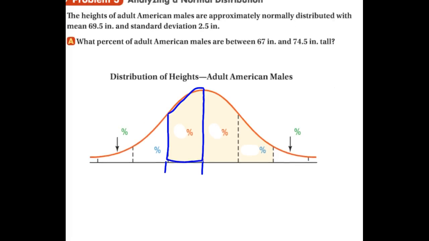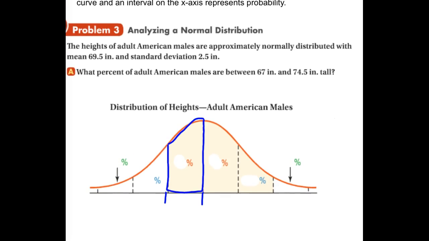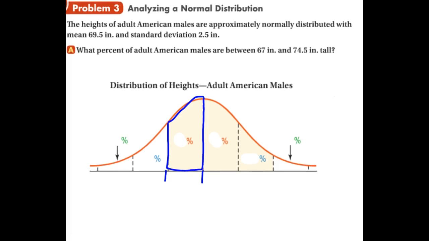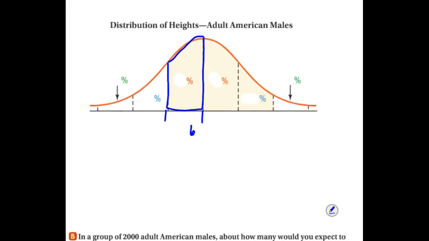So for this question, it says the heights of adult American males are approximately normally distributed with a mean of 69.5 inches and a standard deviation of 2.5 inches. So let's get our numbers on the bottom filled in. We have a mean of 69.5. What did they say our first increment would be? What was the standard deviation? 2.5. So if we take 69.5 and add 2.5, we're at 72. Okay, add another 2.5.